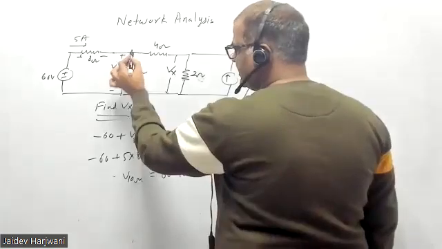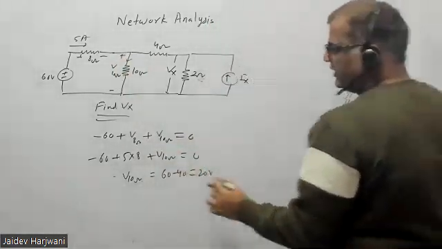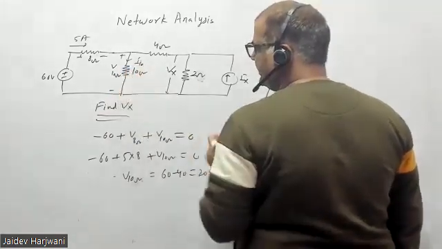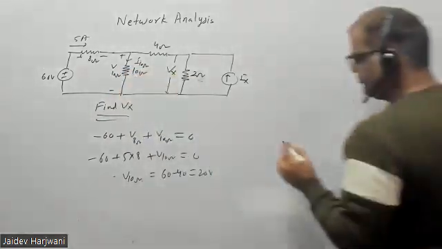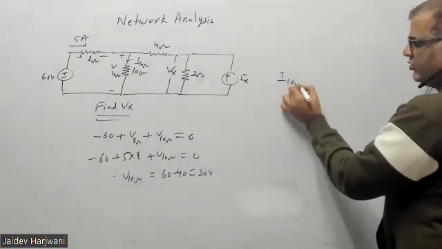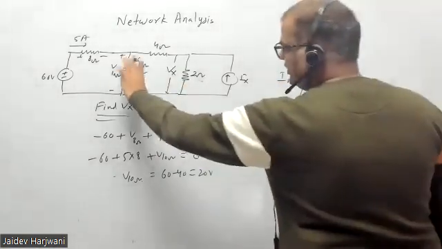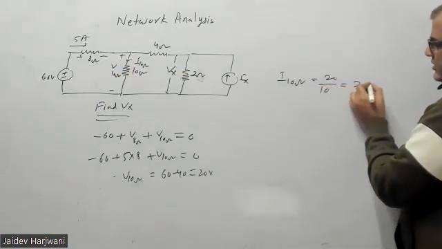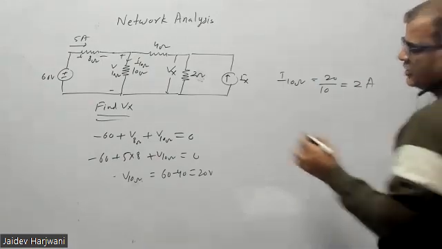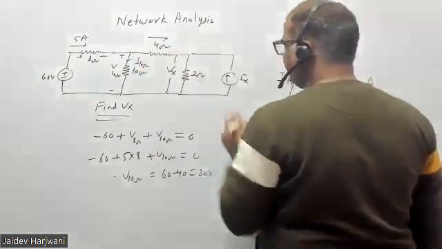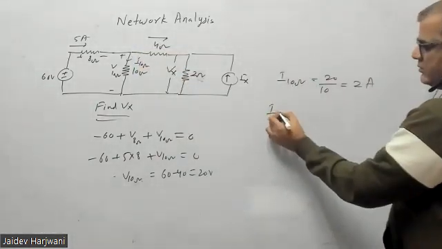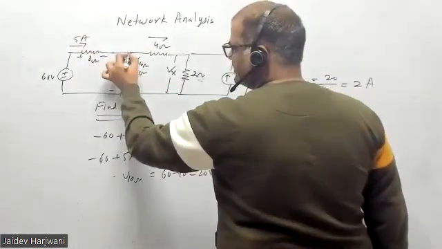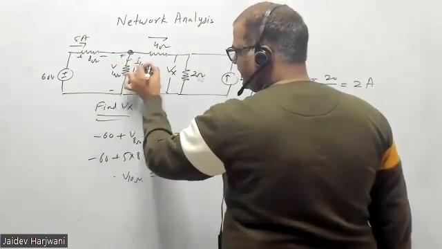So how much current is flowing in the 10 ohm? Say this current is I10. How much current is flowing in the 10 ohm? 20 volt divided by 10, that is 2 ampere. So how much current is flowing here in the 4 ohm? 3 ampere. 5 is coming to this point, and 2 is going down.